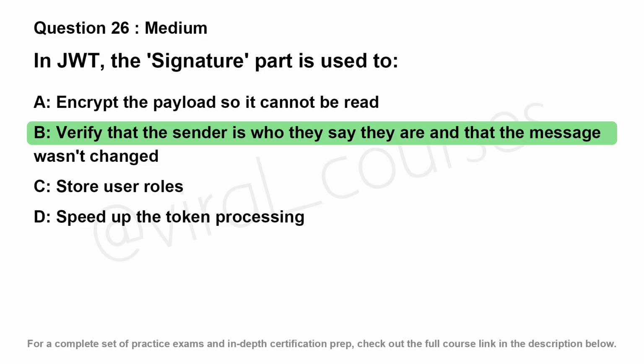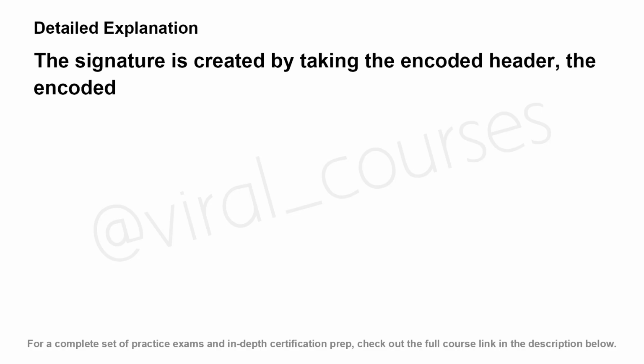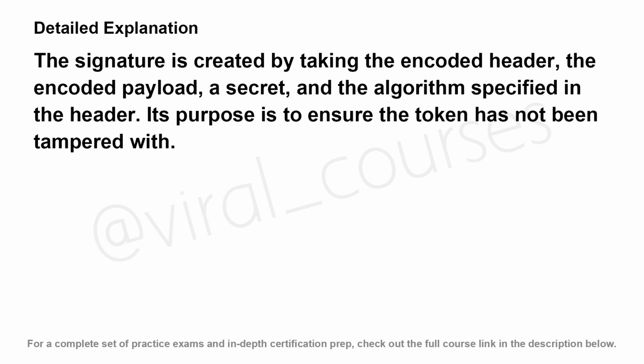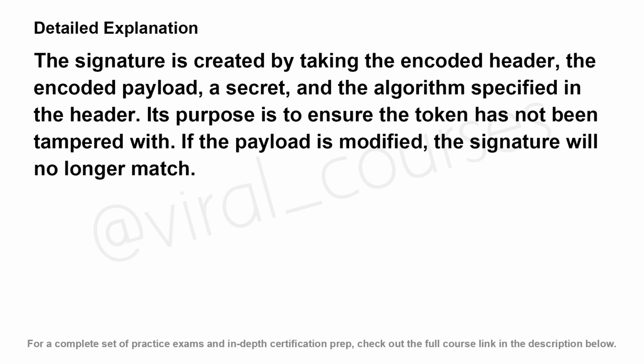The correct answer is B. The signature is created by taking the encoded header, the encoded payload, a secret, and the algorithm specified in the header. Its purpose is to ensure the token has not been tampered with. If the payload is modified, the signature will no longer match.